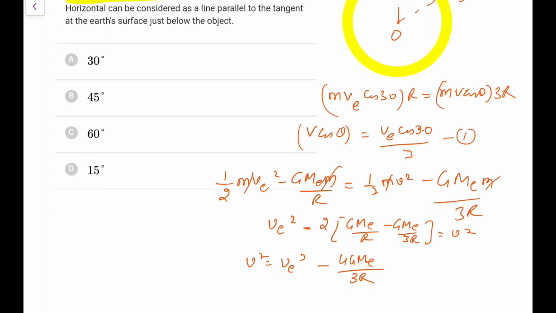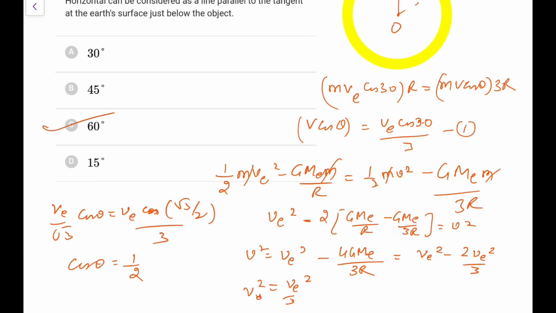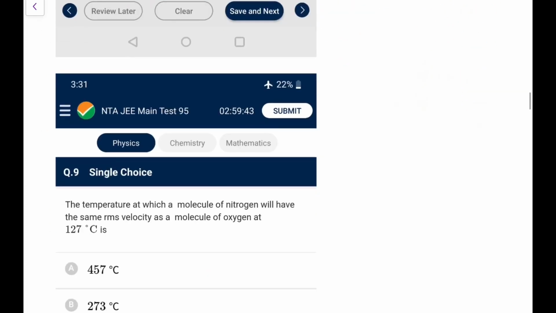Okay, and 2 G M E by R is V escape square, so I can write it as V escape square minus 2 V escape square by 3, that is V escape square by 3. So V square is V escape square by 3, so what I can make out, V is V escape by root 3 from here. And if I put the value V as V escape by root 3, then V escape by root 3 into cos theta is V escape cos 30, and cos 30 you know is root 3 by 2, upon 3. So we will have cos theta as 1 by 2, so theta is 60 degree, that is what we can do from here. So theta will become 60 degree, option C we will go for.